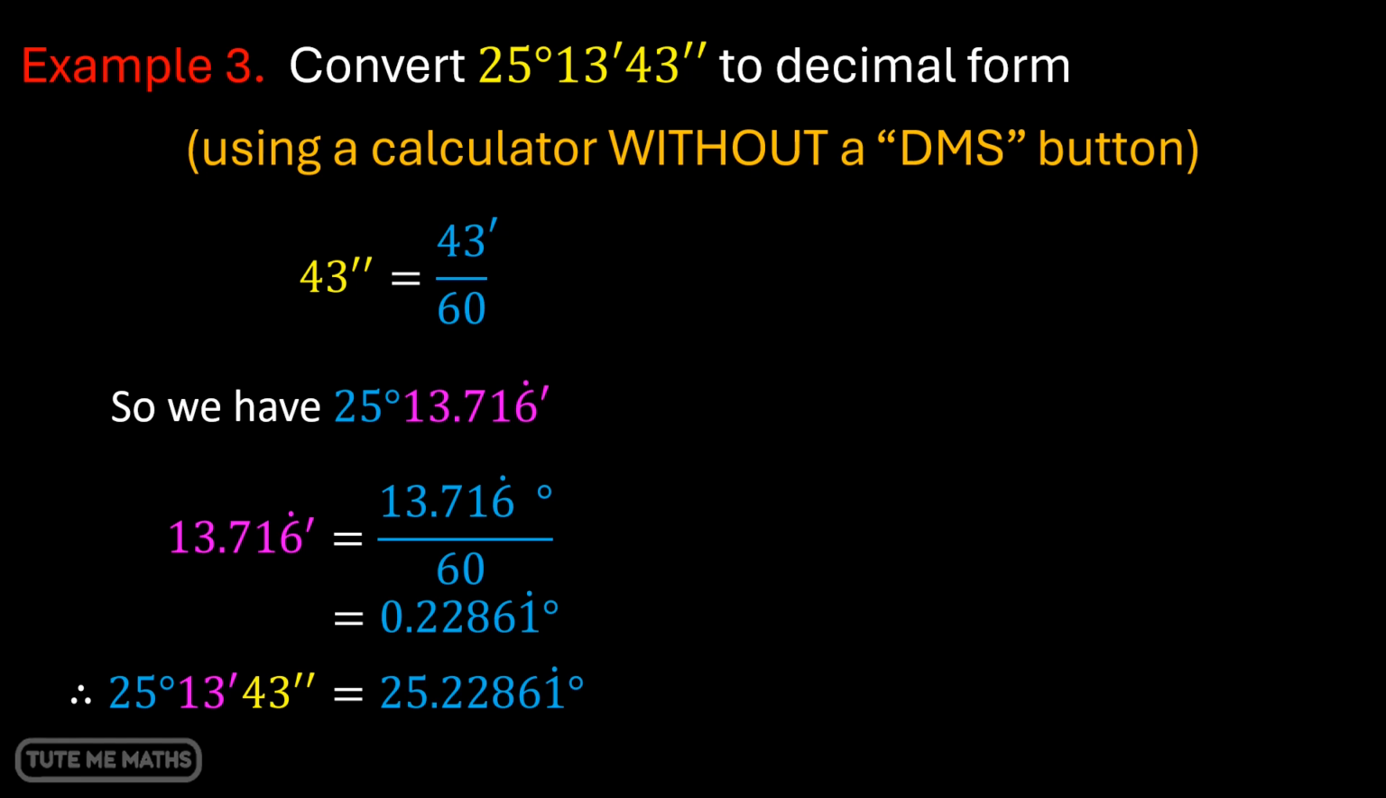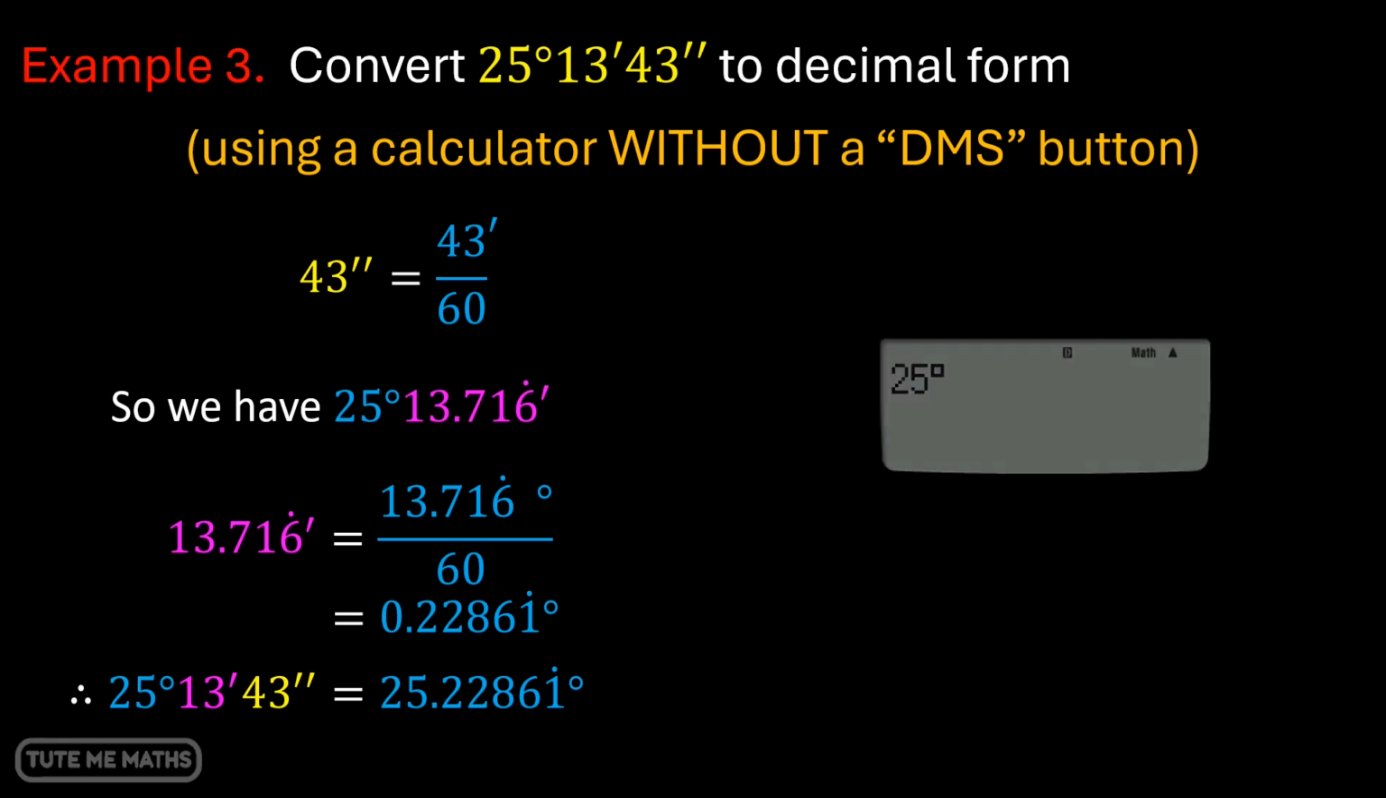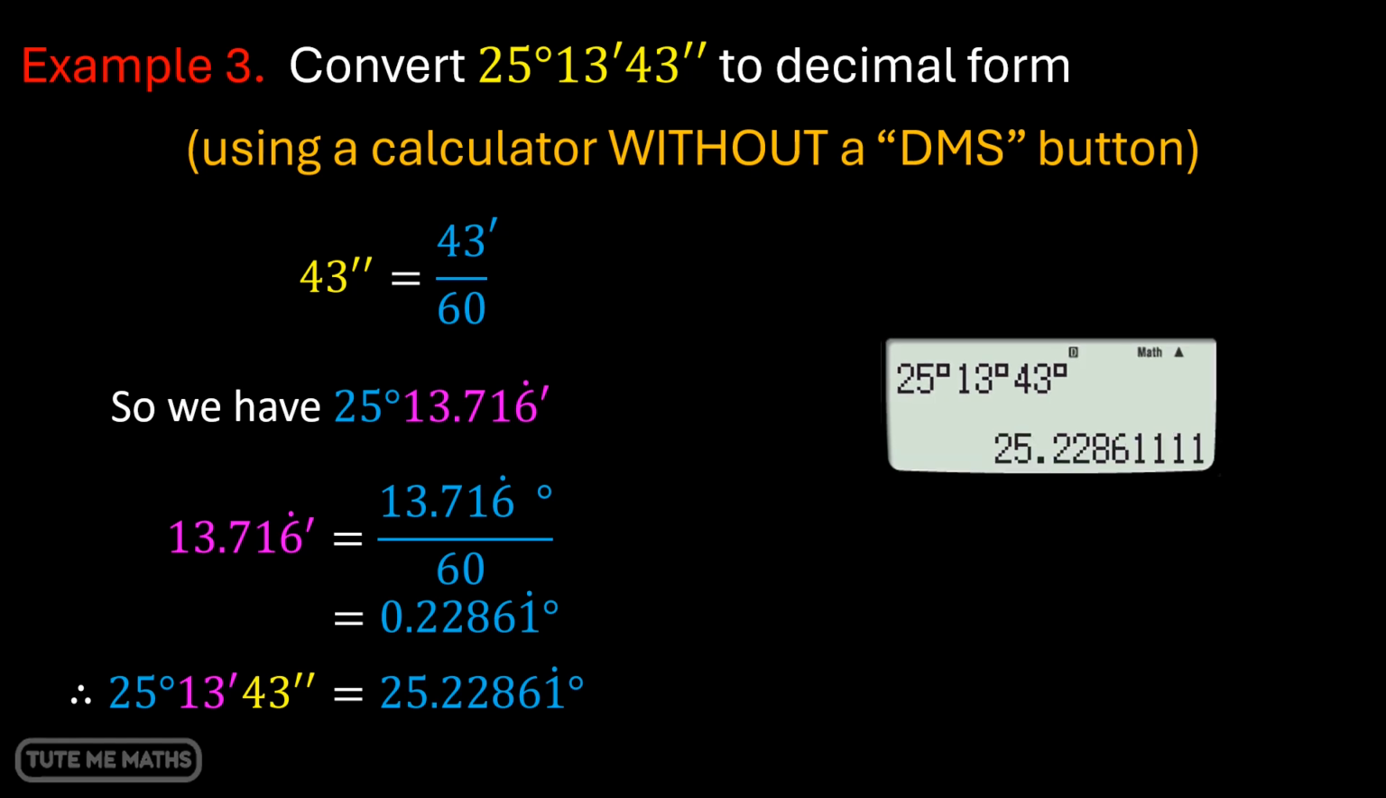Let's confirm this with the degrees, minutes, seconds button. Type 25, hit the DMS button, 13, DMS button, 43, DMS button, press equals, then hit the DMS button again to change into decimal form. And here we have our 25.22861 recurring degrees.